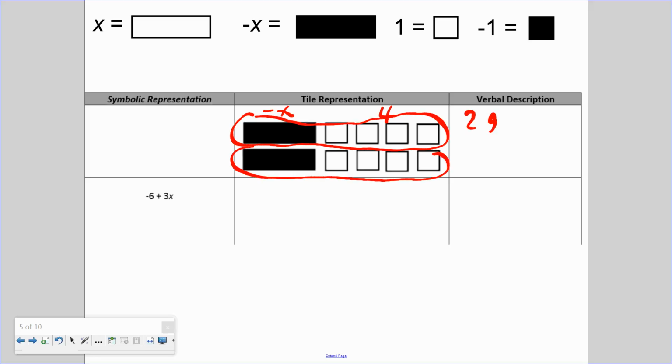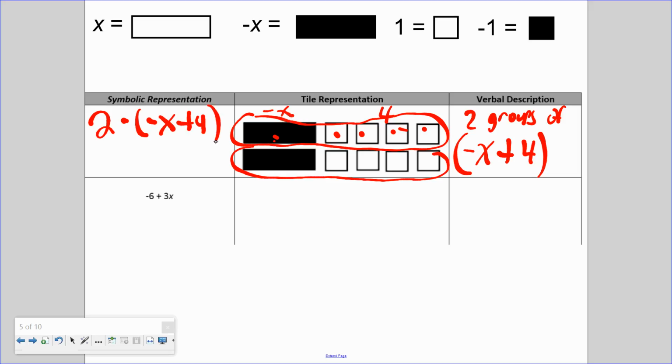There seem to be 2 groups of negative x plus 4. So I see a negative x and I see positive 4. So there are 2 groups of negative x plus 4, because here's the first, and it repeats in the second group. So I can say the answer 2 ways. You can say 2 times, and then let's use the multiplication factor, 2 groups of negative x plus 4.